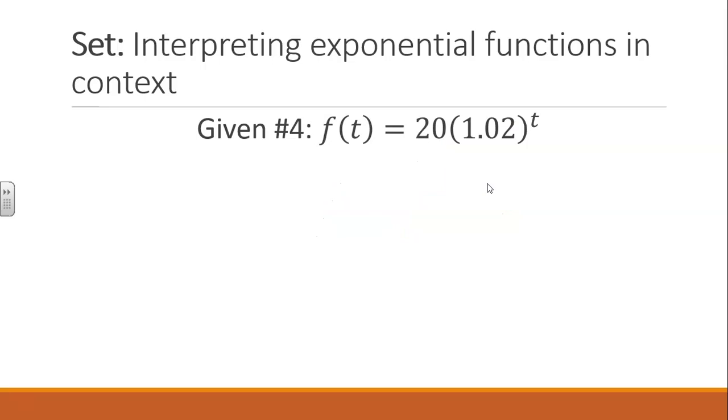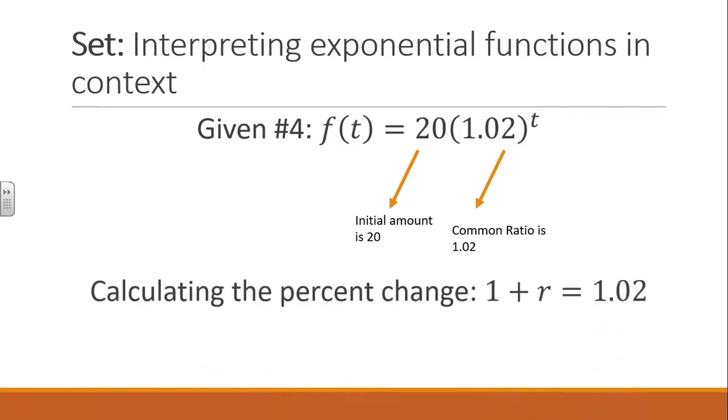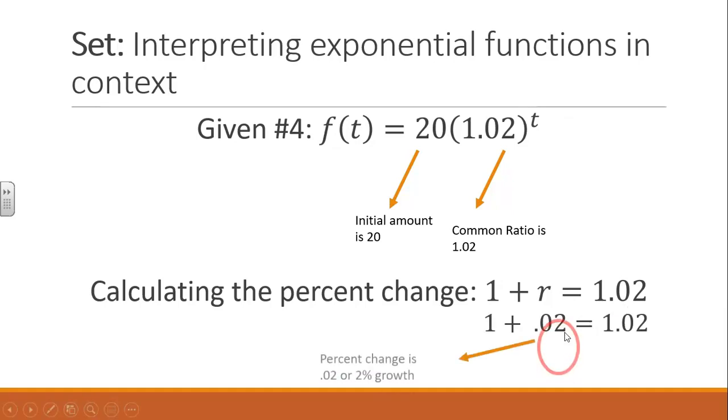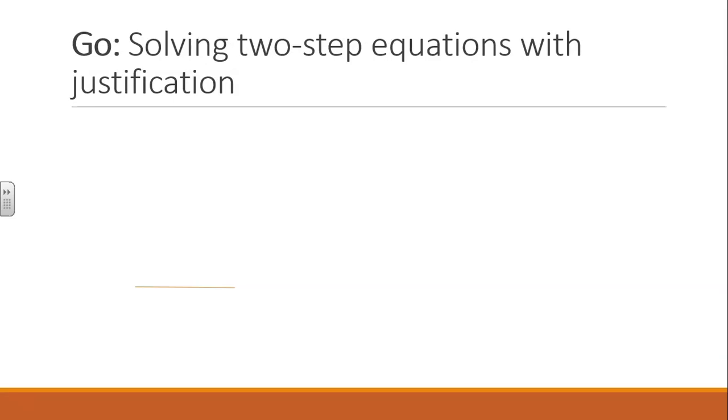So in this example, we're given f of t equals 20 times 1.02 to the t power. Here 20 is the initial amount. 1.02 is the common ratio. To find the percent change, we need to take a closer look at 1.02. 1 plus r equals 1.02. So r must equal 0.02. This is the percent change. It's 0.02 or 2% growth.